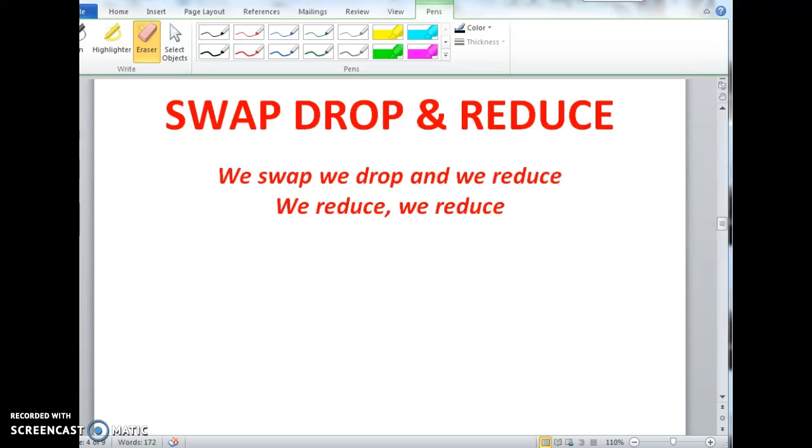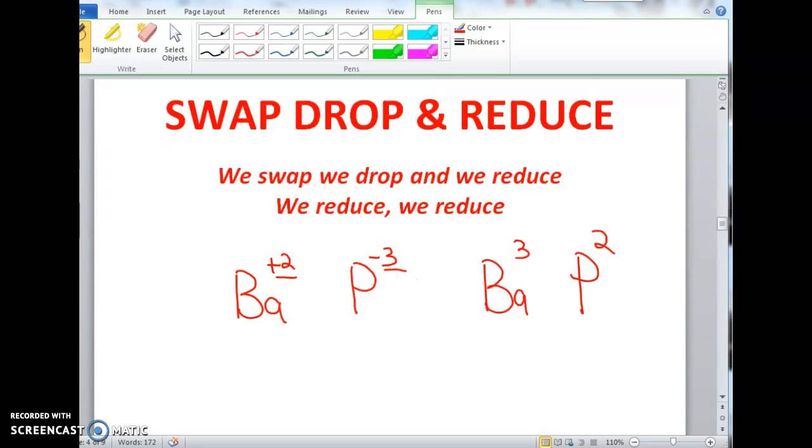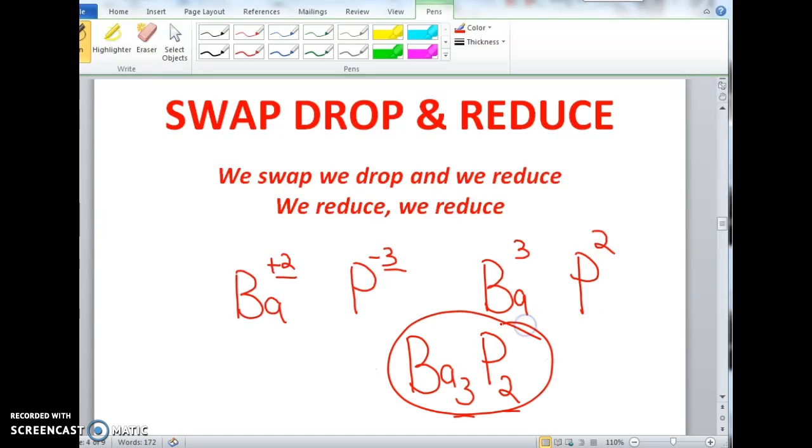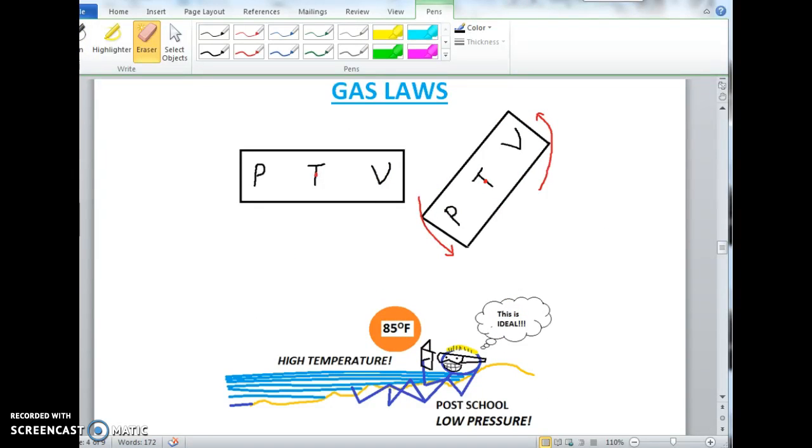When we swap, we take the oxidation states and we exchange them, and then we take those that we've exchanged and we drop them, like so. Can I reduce a 3-to-2 ratio? No, I can't, so that's my final answer. Swap, drop, and reduce.